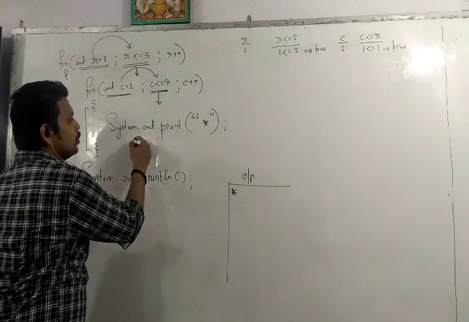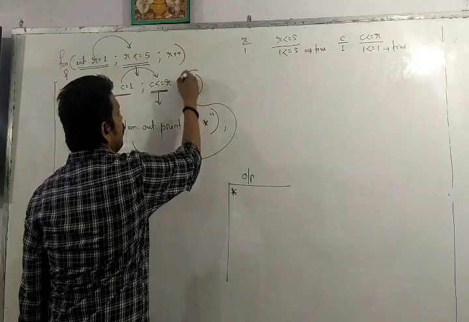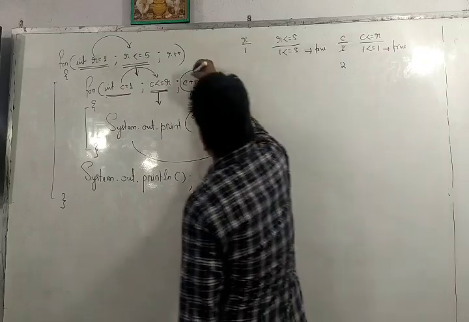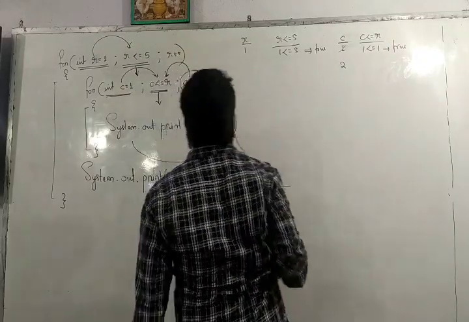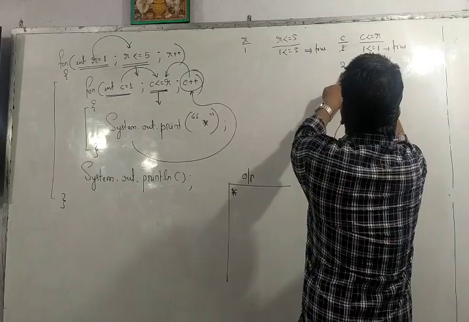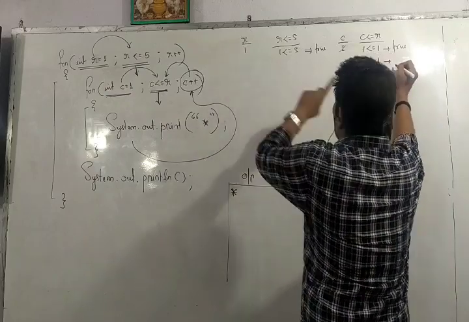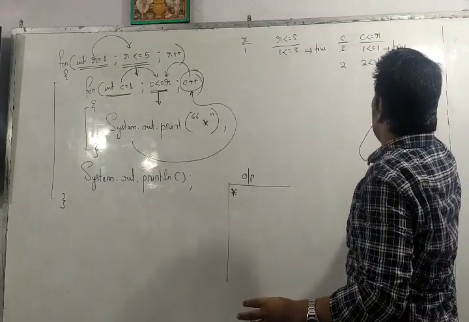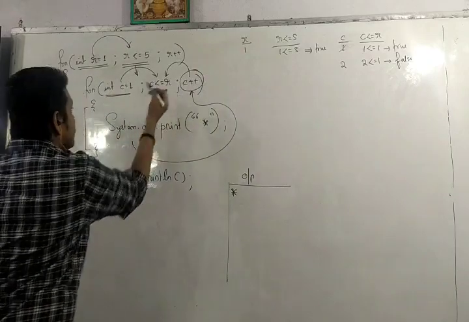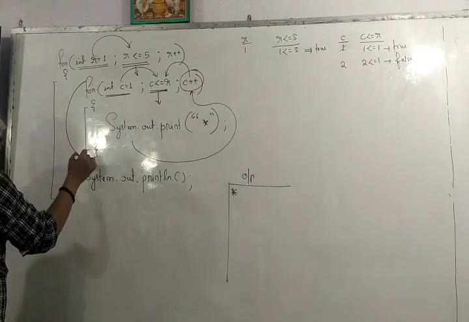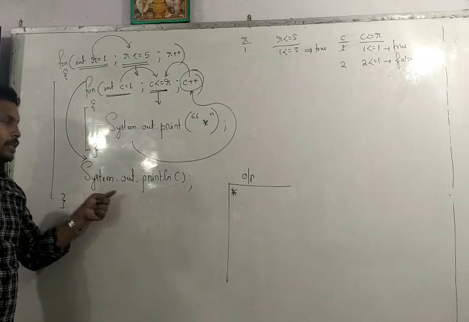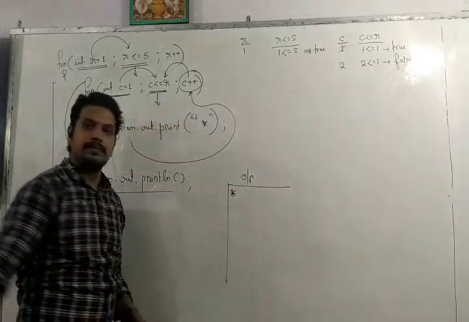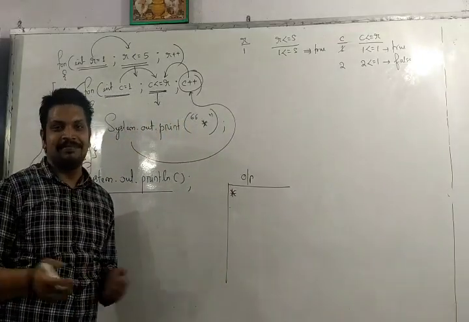Then the control will go to the updation expression of inner for loop, C++. So it will become 2. Then the control will go to the testing expression of inner for loop, C less than equal to R. So 2 less than equal to R, that is 1. 2 is less than 1? No. 2 is equal to 1? No. So it is false. Directly the control will come out of the body of inner for loop and the cursor will be taken to the next line because of this statement. Yes or no?